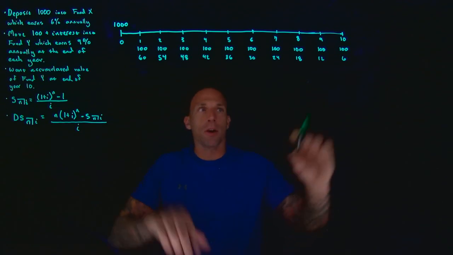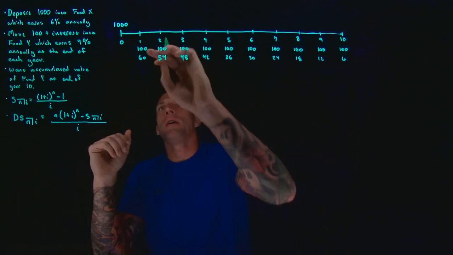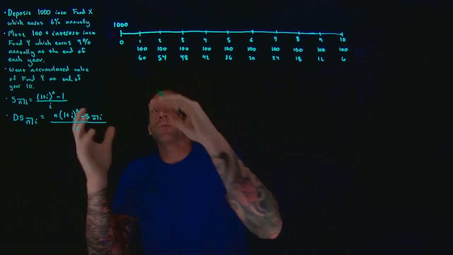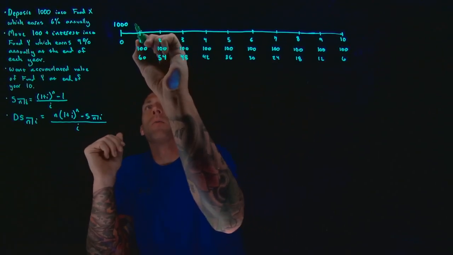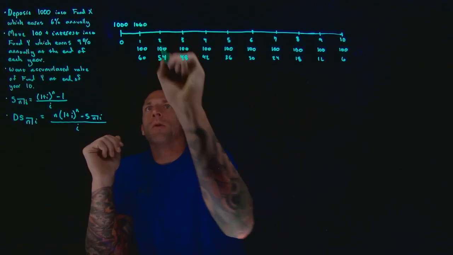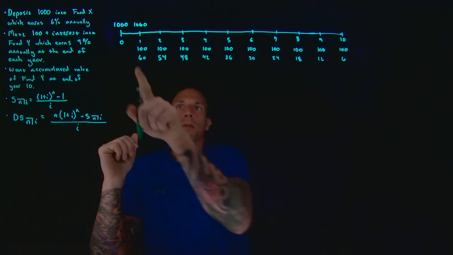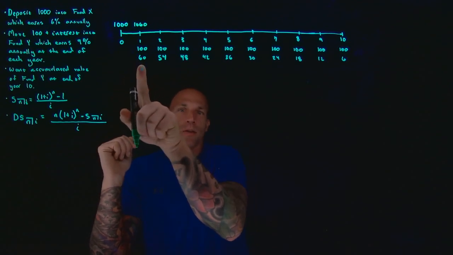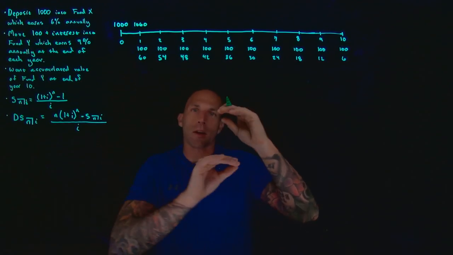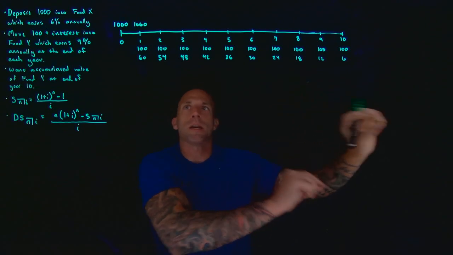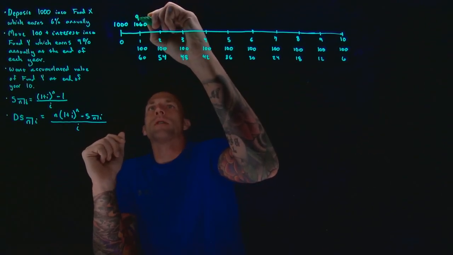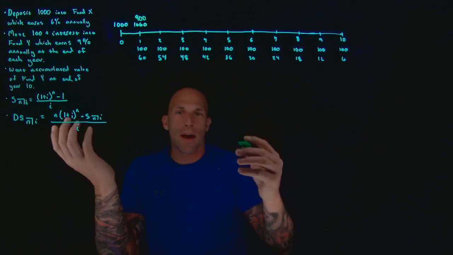So let's have a look at how these payment streams were constructed. We deposit the $1,000. We earn 6% interest, which brings our fund value up to $1,060. But then we withdraw $100 as well as a $60 interest. And we're going to keep those two payment streams separate, leaving ourselves with $900 in fund X.